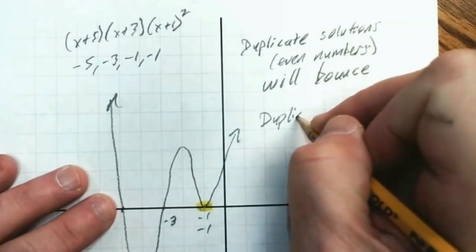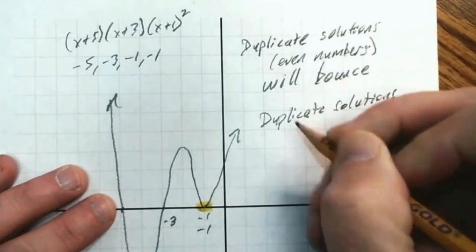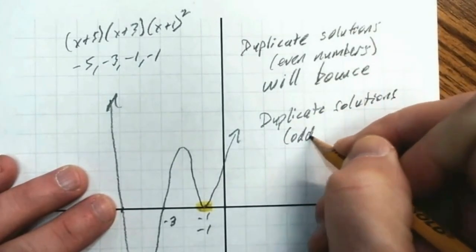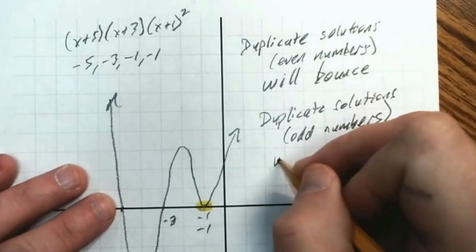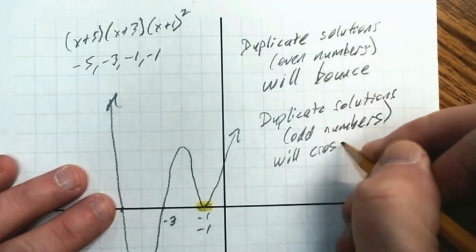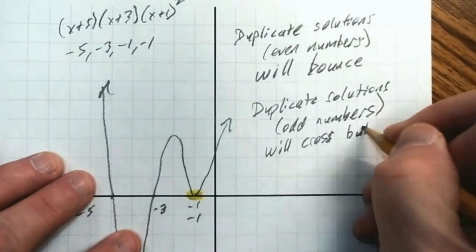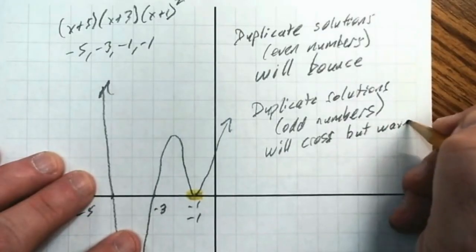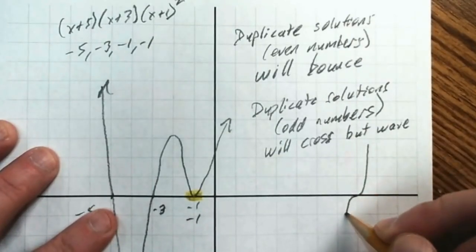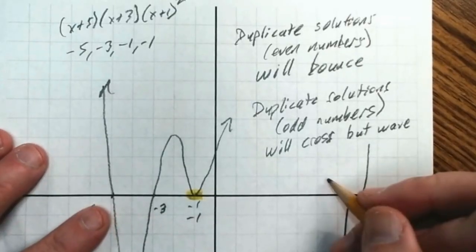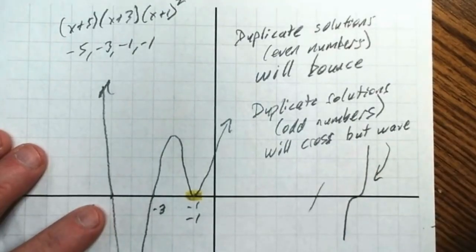So while we're talking about that, we should also say duplicate solutions, odd numbers. What I mean by that is maybe you have 3 solutions that are all the same. It will cross, but I'm going to write this how it makes sense to you. It will wave. Because if there's 3 solutions, it may cross, but it's not going to just go straight across. It's going to do something like this. It's going to be a little wavy.